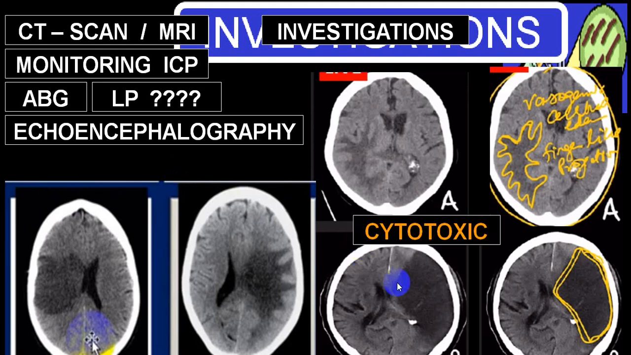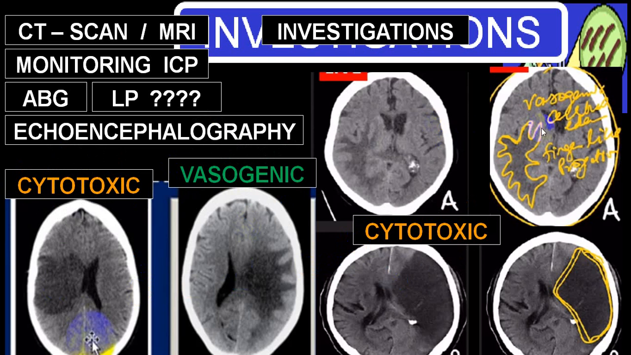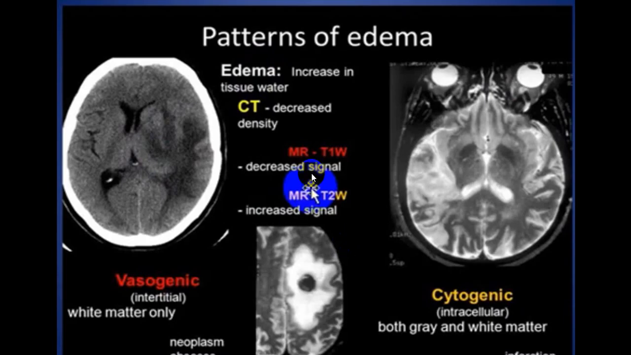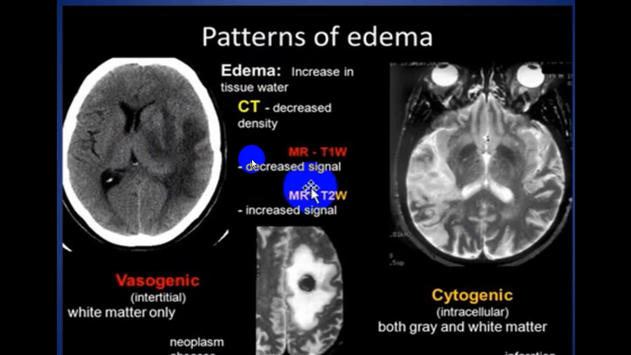This is cytotoxic, and this is also cytotoxic. This will be vasogenic. This will be vasogenic, and this will be cytotoxic. In cytotoxic, you can see a very big area, right from center till periphery. This will be finger-like vasogenic, broad wedge shape cytotoxic. Here you can see this is finger-like, so this will be vasogenic, and when it is broad shape, cytotoxic. Again, very easy. You can see finger-like, so this will be vasogenic.